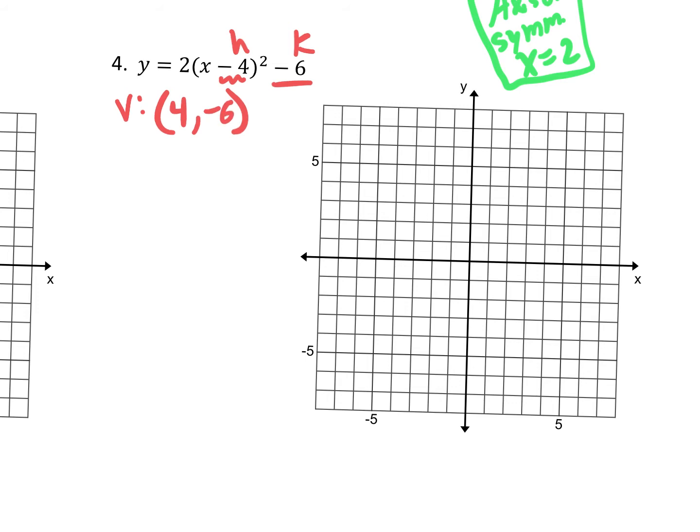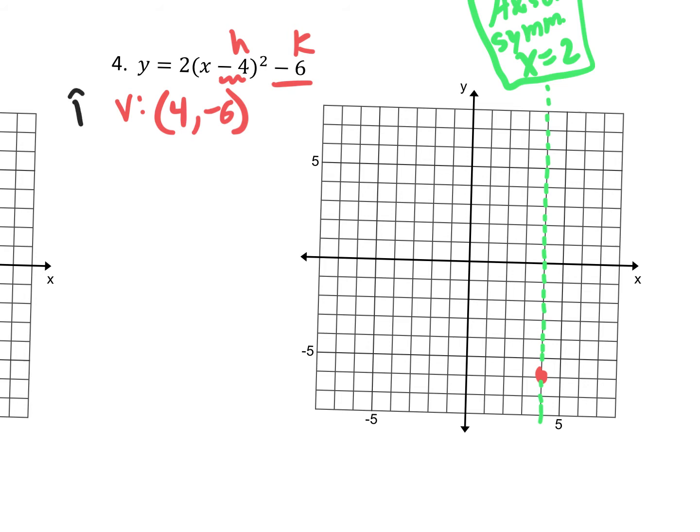If you go to +4, let me just write it in, 1, 2, 3, 4, 1, 2, 3, 4, 5, 6, you'll be right there. And let's draw our axis of symmetry right through that vertex. And again, the axis of symmetry.